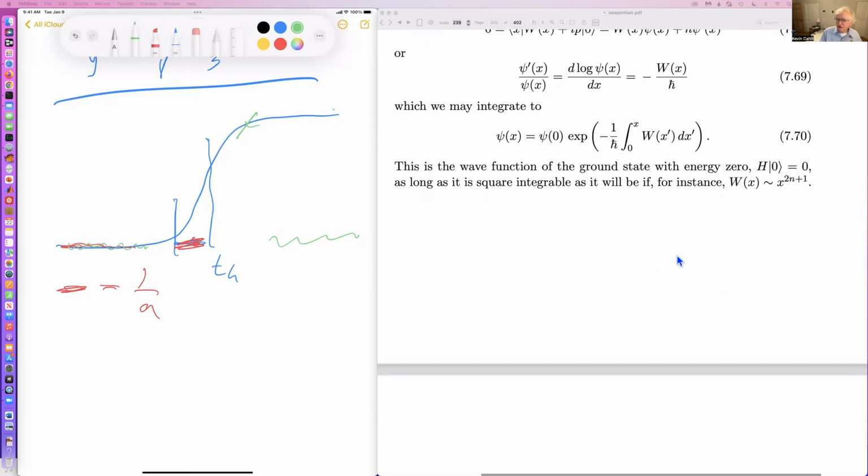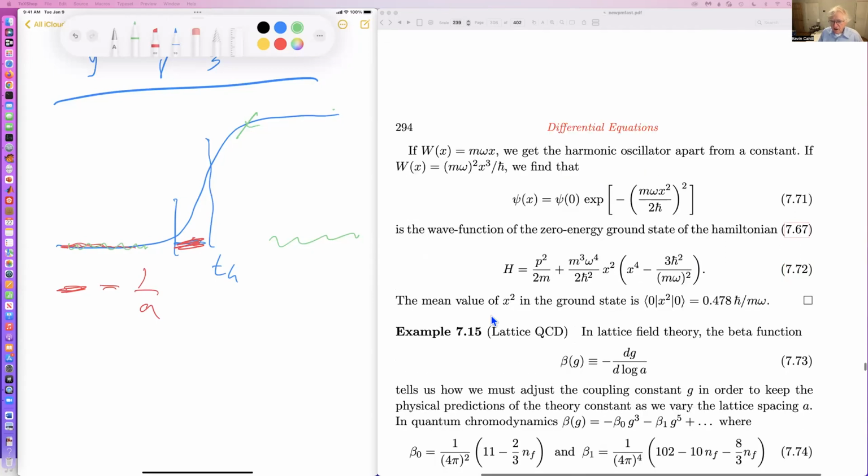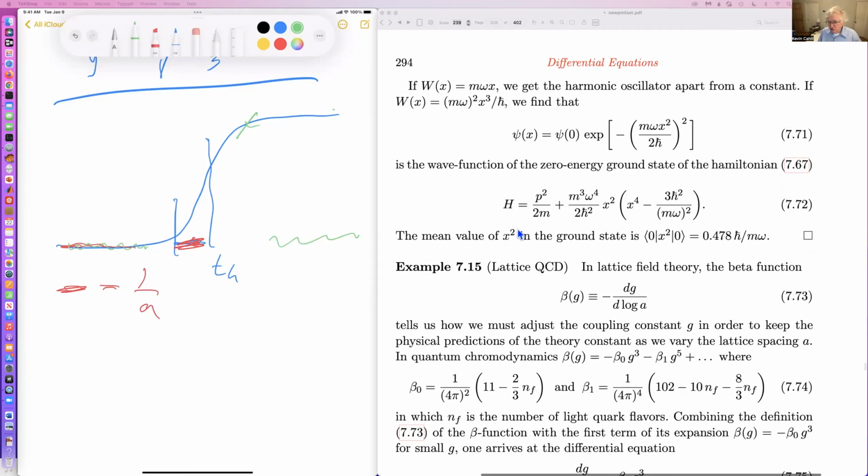So this is then the wave function of the ground state with energy 0. And that's as long as psi is square integrable. And it will be if, for example, W, the highest power of W is an odd power. For example, if W is just linear in X, we get the harmonic oscillator. But on the other hand, if W is quadratic in X, we get this ground state.